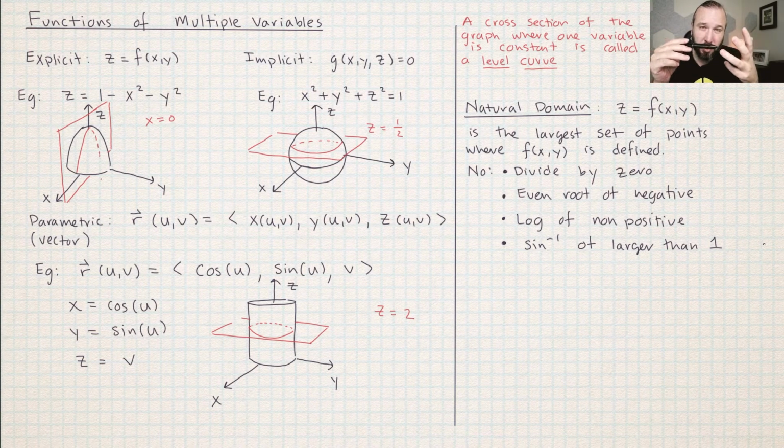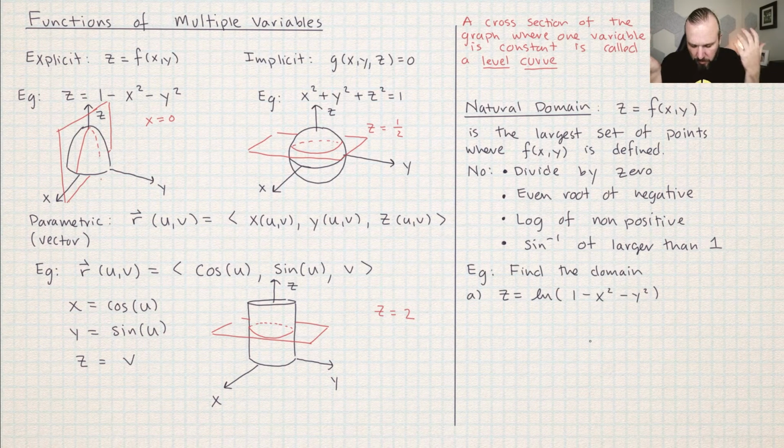You can't take the logarithm of a non-positive, so the natural log of 0 or the natural log of -3 is not allowed. And if you're doing sine inverse or cosine inverse, the values that you plug in have to be at most 1 in absolute value. So usually these are just basic analysis problems. You just have to look at the function and ask yourself what would make this undefined. Let me do some examples.